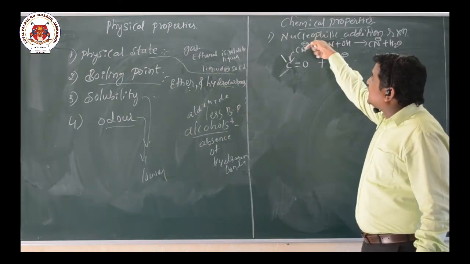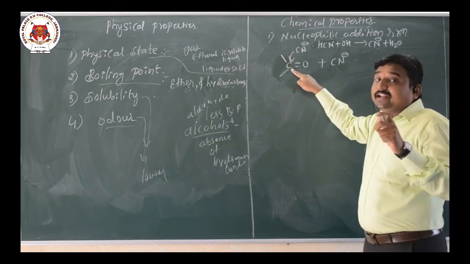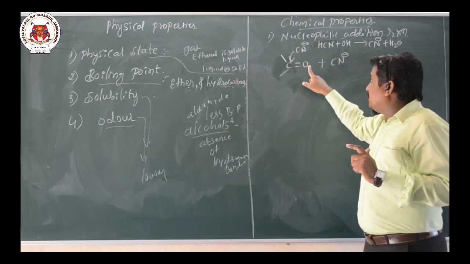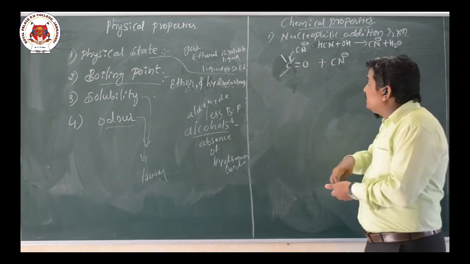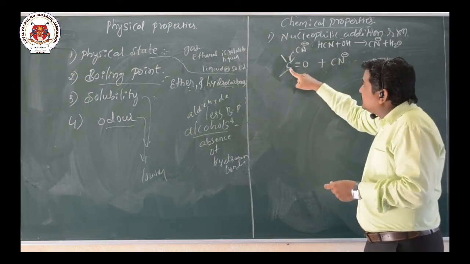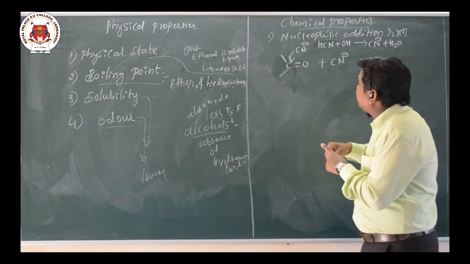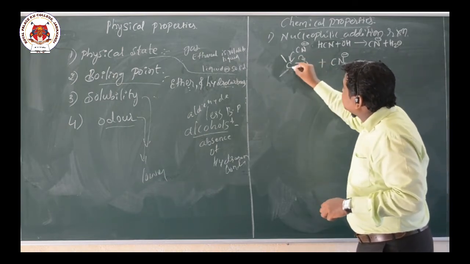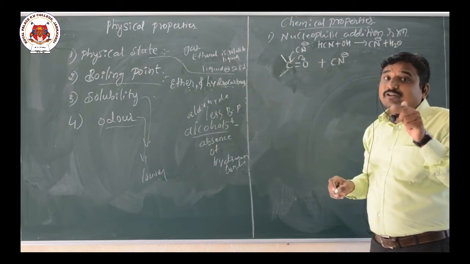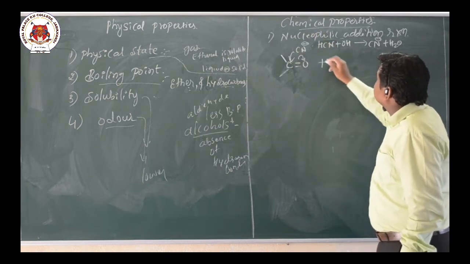It will attack the carbonyl carbon only, because it is electrophilic in nature. Because of the presence of this oxygen, a more electronegative atom, it withdraws the shared pair of electrons towards itself. So this carbon takes a partial plus charge, and this oxygen takes a partial minus charge. Hence on top of the carbon atom there is less electron density, and for that reason the nucleophile will attack. So I will write this CN, the nucleophile.